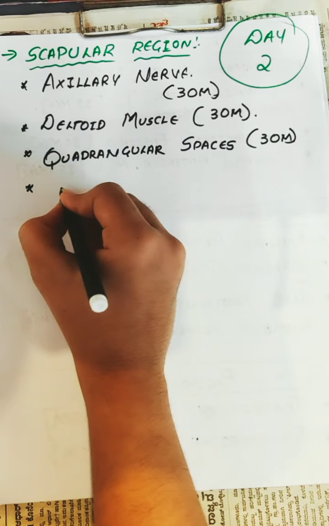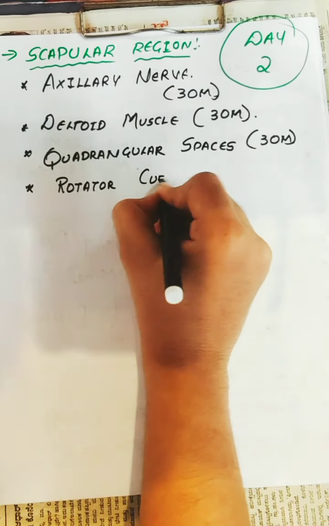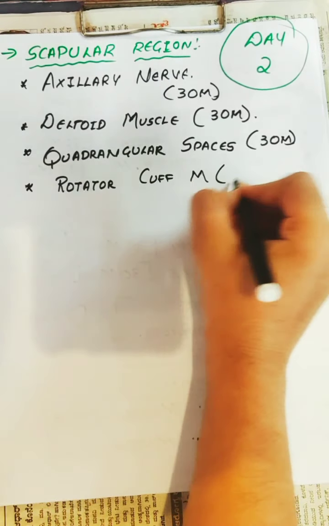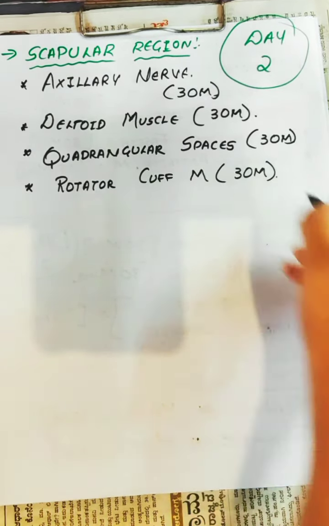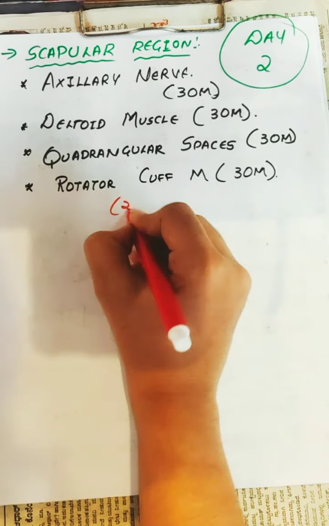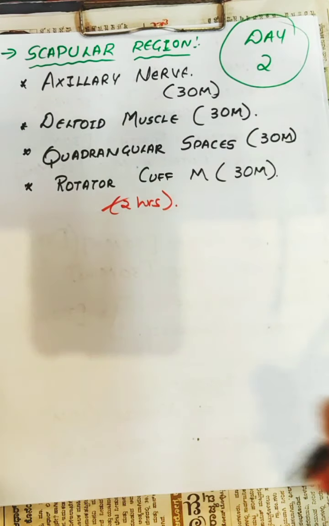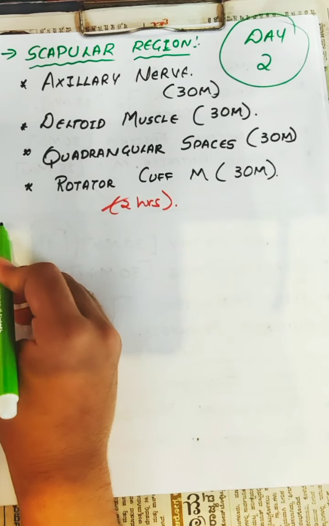Then the last question is the rotator cuff muscles. Take 30 minutes. Try to complete all these 4 topics within 2 hours. Take at least 1.5 to 2 hours. Just complete this region. It's a quite easy topic.